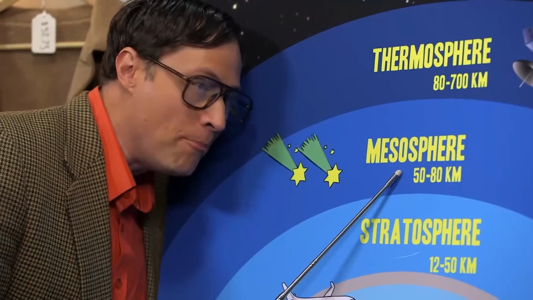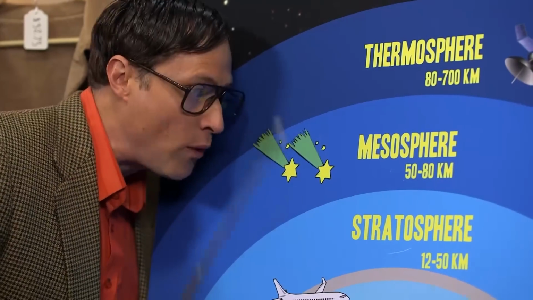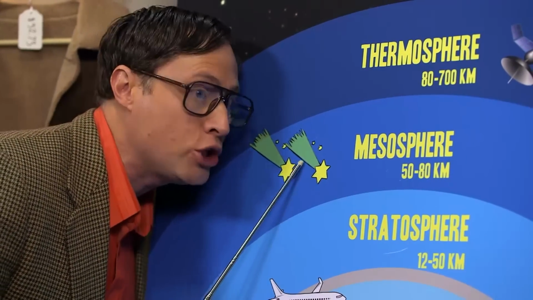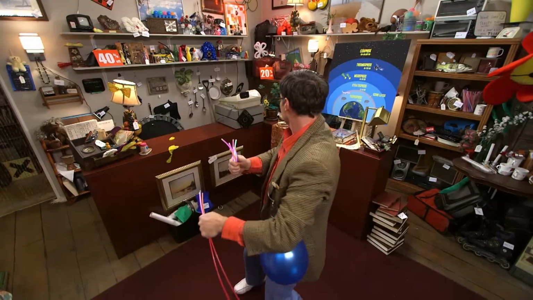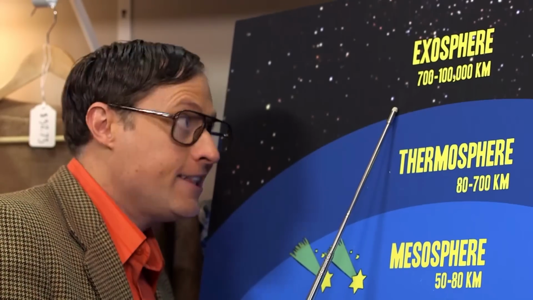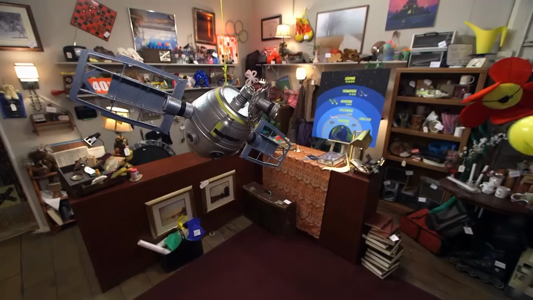Next layer, the mesosphere. There's even fewer air molecules in here, and it's where meteors burn up and turn into shooting stars. The thermosphere. Not many air molecules left up here, and this is where the northern lights, the auroras, happen. And finally, the exosphere. This is as high as the atmosphere goes. This is where satellites orbit, and if you see any air molecules up here, they're just passing through.